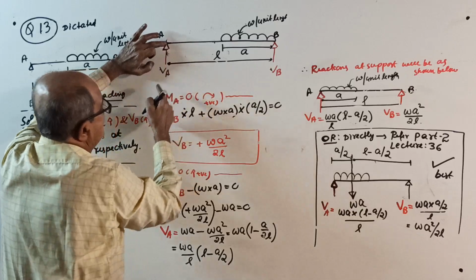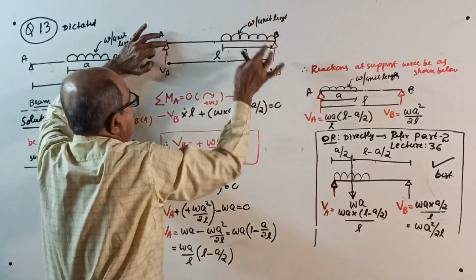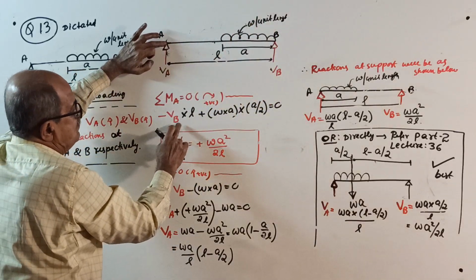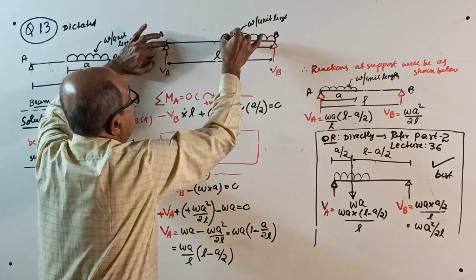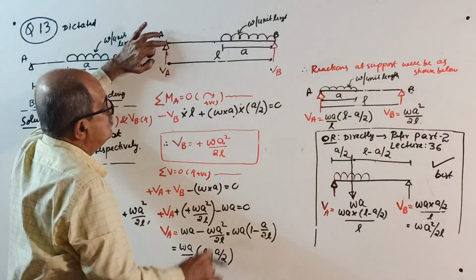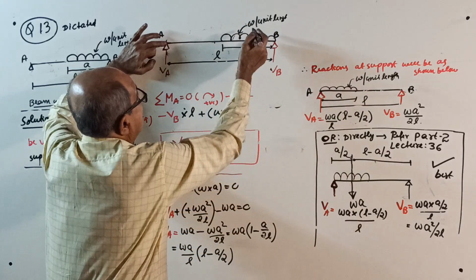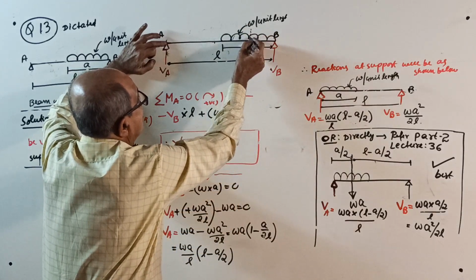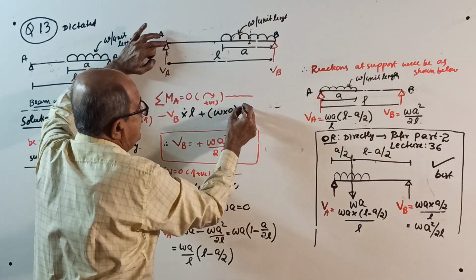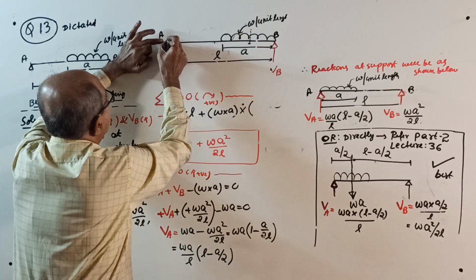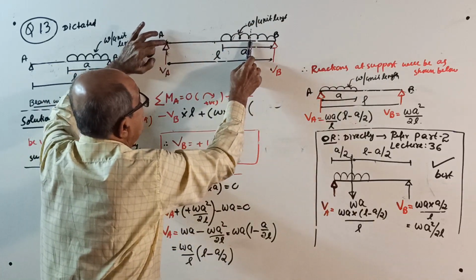Sigma M about A equals 0. Minus VB into L, plus W into A, which is the total load, multiplied by the distance we want from A to the center of the UDL.